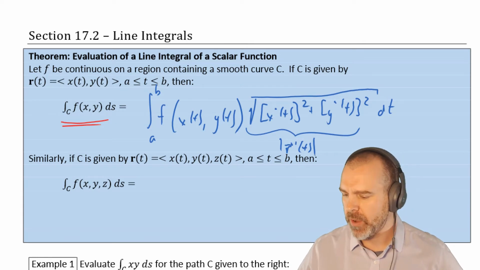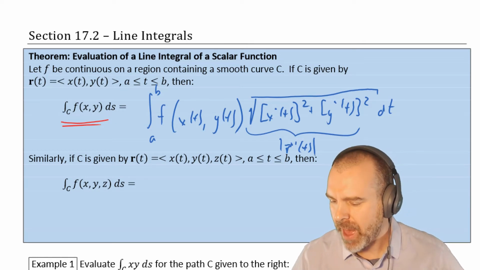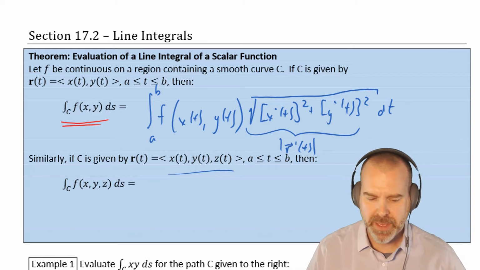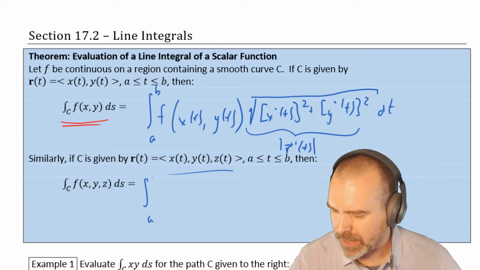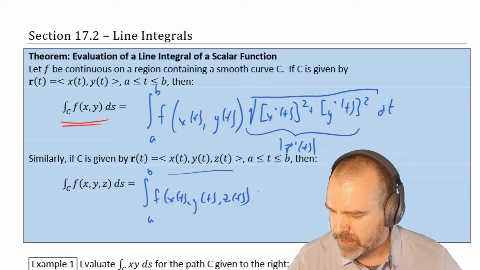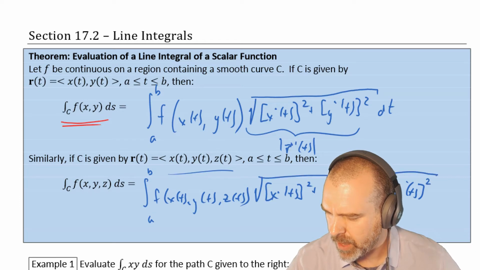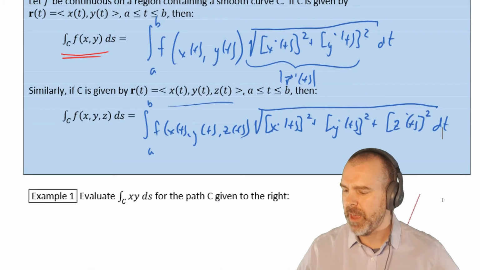So that's useful to note for future reference. Similarly, if we have f as a function of three variables, x, y, and z, which all depend on t, then you can do the same thing. It would be the integral from a to b, those are t values, of f of x of t, y of t, z of t, times the square root of x prime of t squared plus y prime of t squared plus z prime of t squared, all that dt.